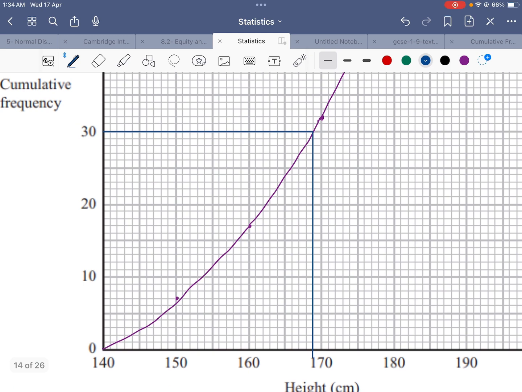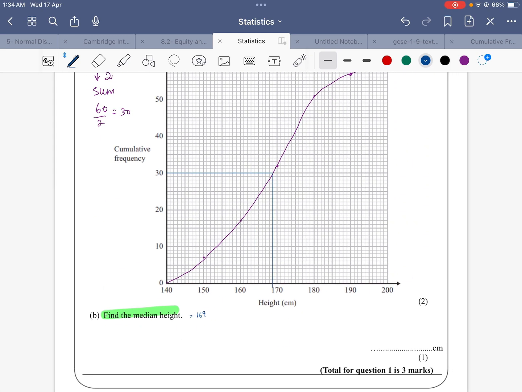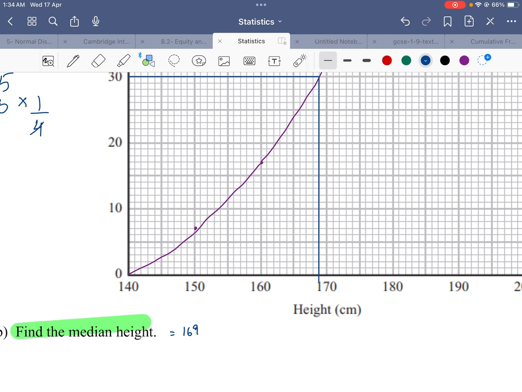Suppose they ask you for the interquartile range, then what do you do? For the first quartile, which is 25% of the data, 25% of 60 is 15. So you draw one line at 15 and you see the corresponding height of tomato plants, which is 158.5.